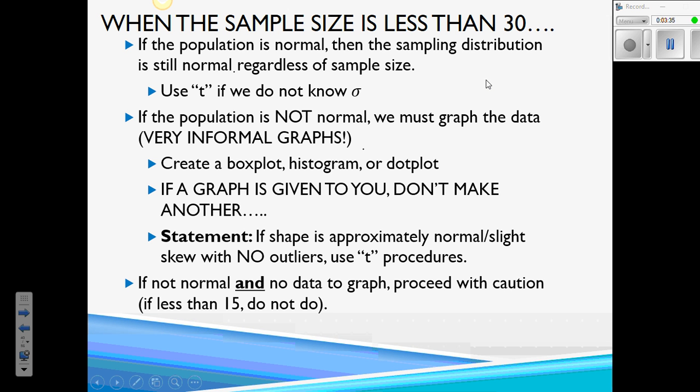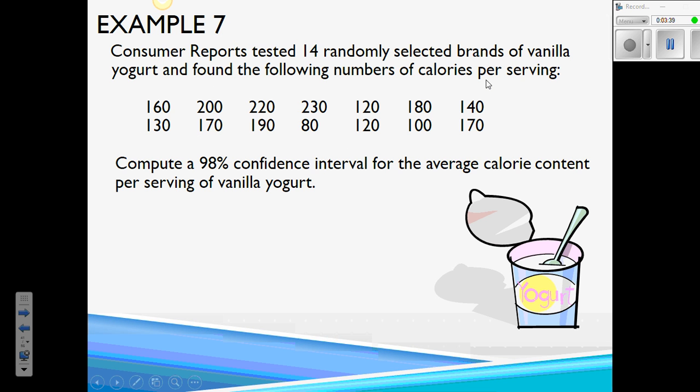All right, but we're going to look at an example now that highlights when we do this. So you guys are going to need your calculator for this example. Consumer Reports tested 14 randomly selected brands of vanilla yogurt and found the following number of calories per serving. Those are listed there in that table. We're going to compute a 98% confidence interval for the average calorie content per serving of vanilla yogurt.